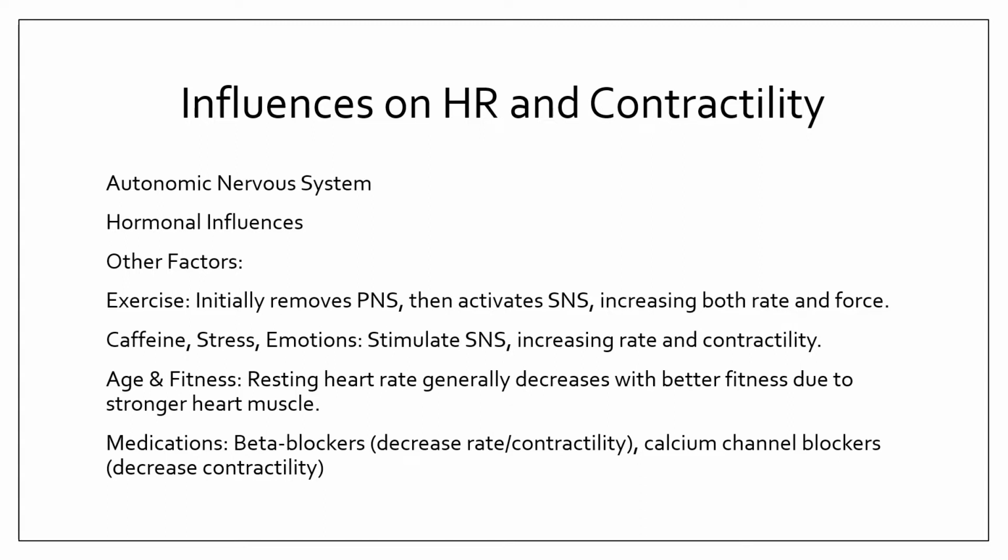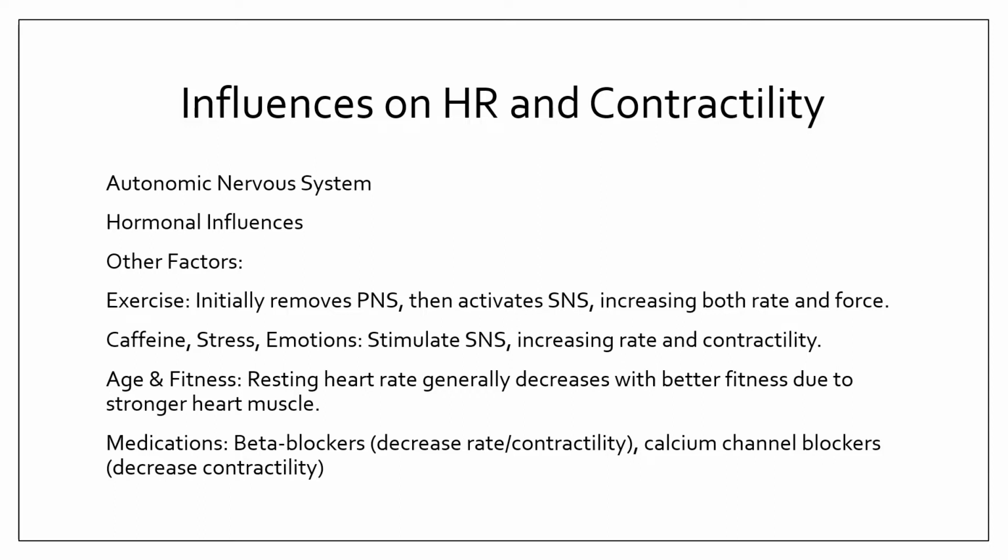Now let's talk about influences on heart rate and contractility. Heart rate and contractility are not fixed. This slide summarizes the major physiologic and external factors that influence how fast the heart beats and how forcefully it contracts. So we have the autonomic nervous system, which is primarily a short-term regulator of heart rate and contractility. We have the sympathetic nervous system, which can increase the heart rate, giving us positive chronotropy, and it can increase contractility, giving us positive inotropy. And that acts through the beta-1 adrenergic receptors.